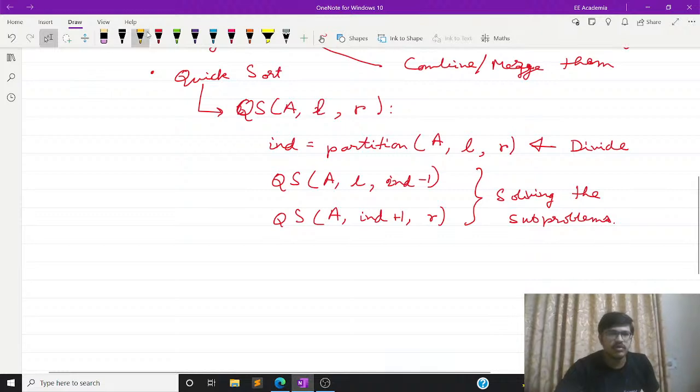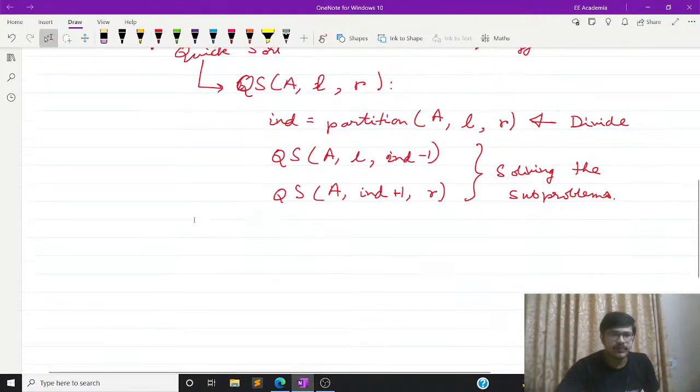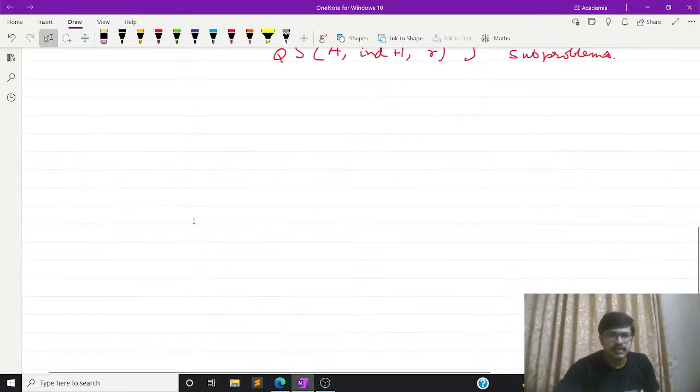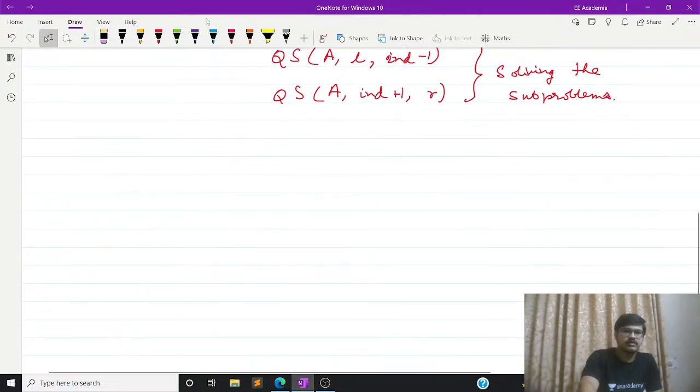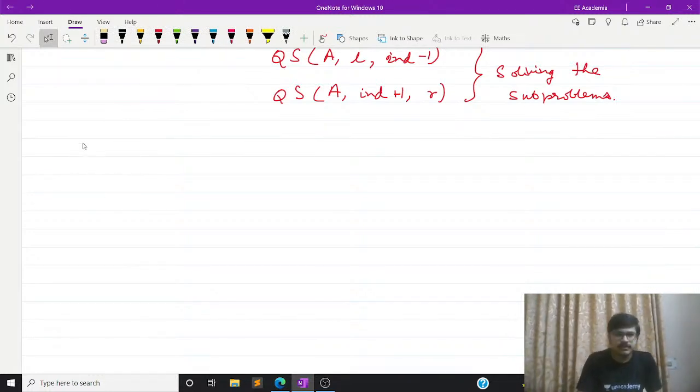So now we will look at the first problem for today using the divide and conquer technique. So the problem we look at is this. Let's say, so the first problem would be this.